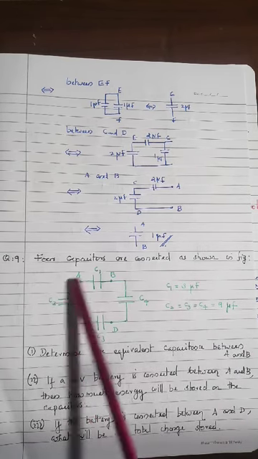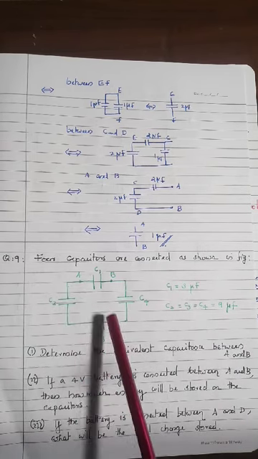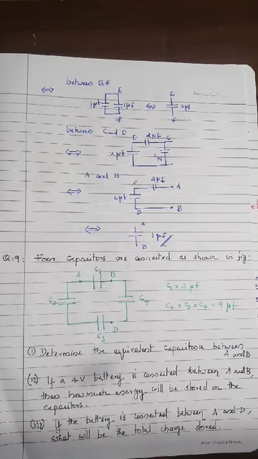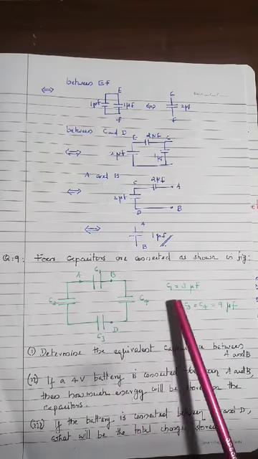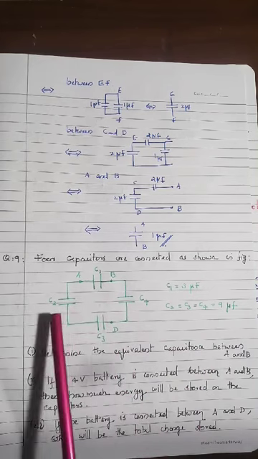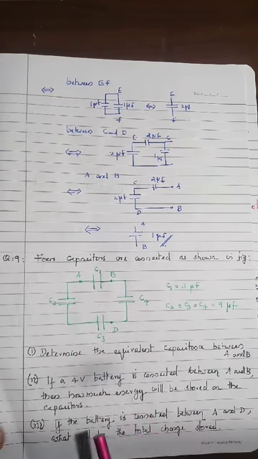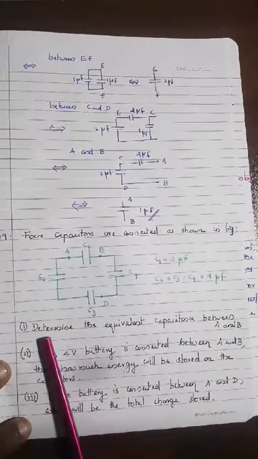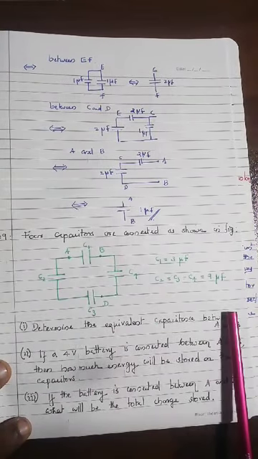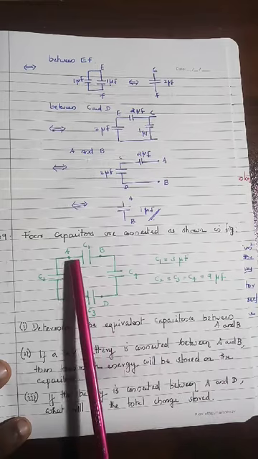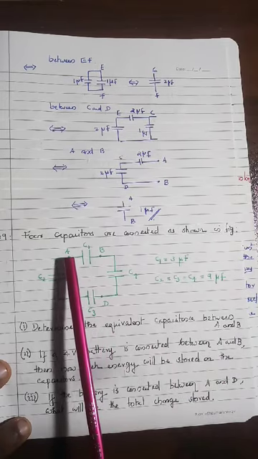Look, here the 3 points are there, A, B and D. It is given that C1 is equal to 3μF and C2, C3, C4 are 9μF. 3 questions are waiting. The first one, determine the equivalent capacitance between A and B. So change the circuit with respect to A and B.